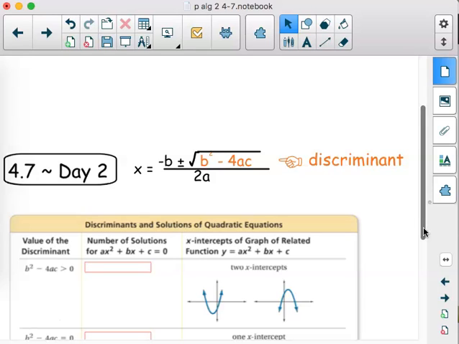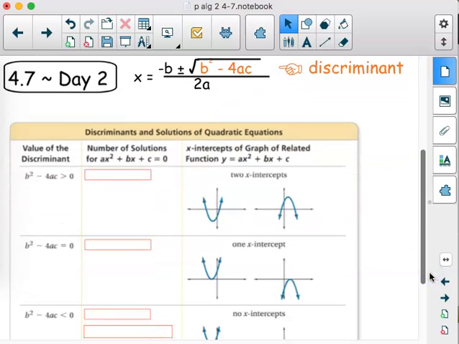And so what we're going to do is tell how many answers we are going to get and what kind of answers they will be, because, well, it's math and it's all about the numbers. So, discriminants and solutions of quadratic equations.